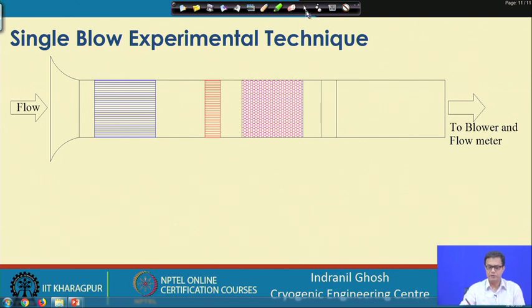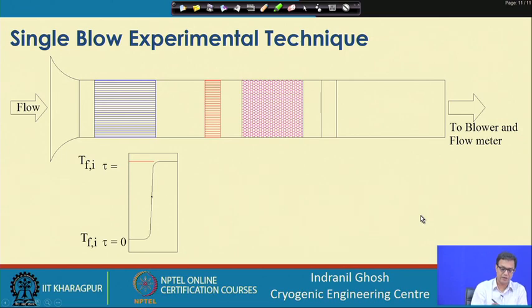Now, what is the kind of temperature profile that we expect at the inlet and what we expect at the exit. So, here you can understand that at time tau equals 0, this is the temperature of the air, and at this point we have switched on the heater, and the temperature of this fluid is being measured at this point before the entry to the test section. So, here this temperature keeps on rising and at tau equals infinity, it will reach a steady temperature at this point.